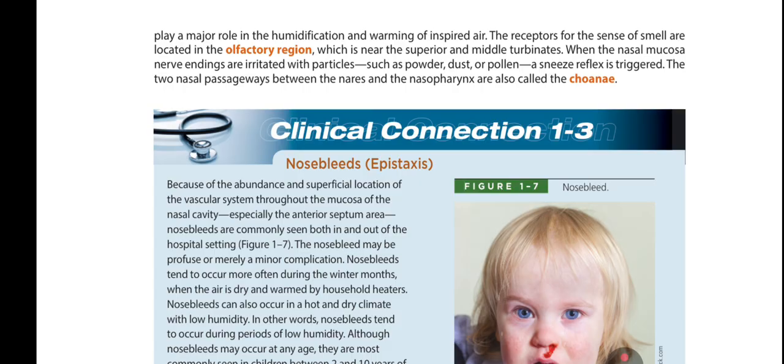It's the nose, but particularly it's within our turbinates. Okay, so here, our sense of smell is with the presence of the olfactory region, our cranial nerve 1, which is situated near our superior to middle turbinates. With the presence of this olfactory region, we can smell.